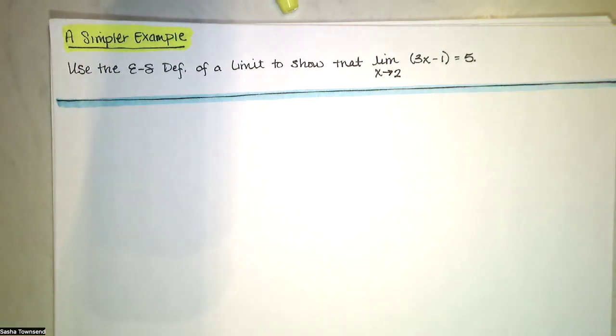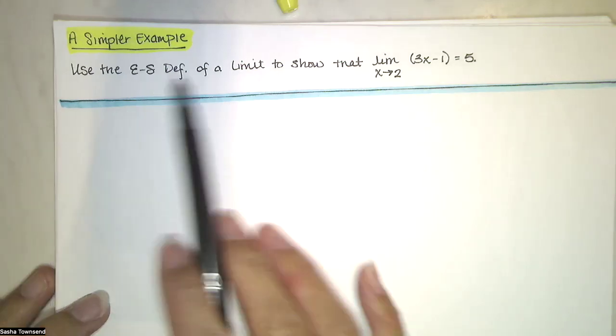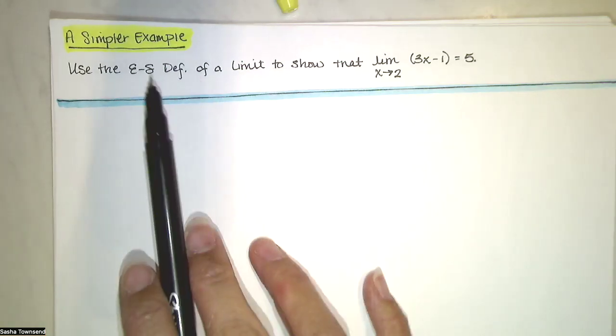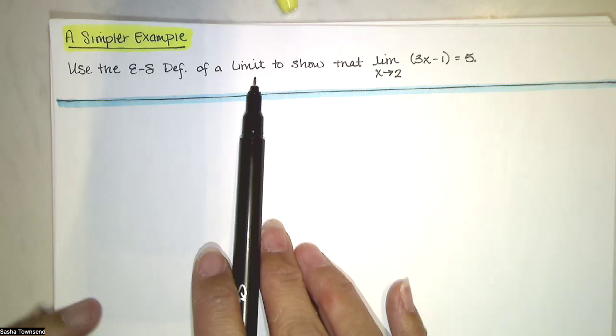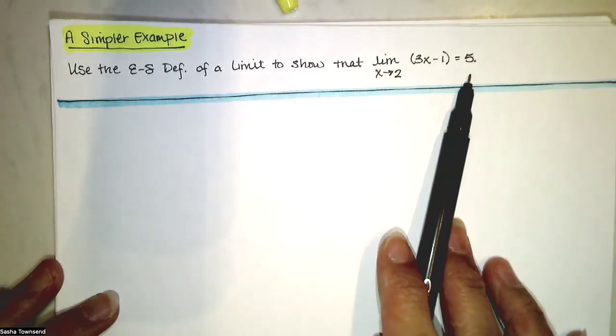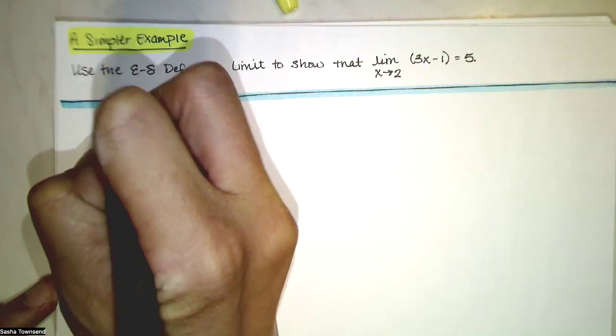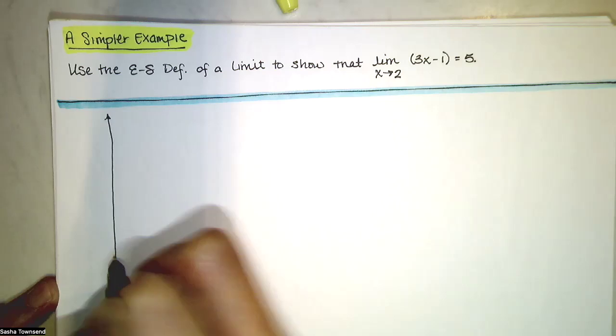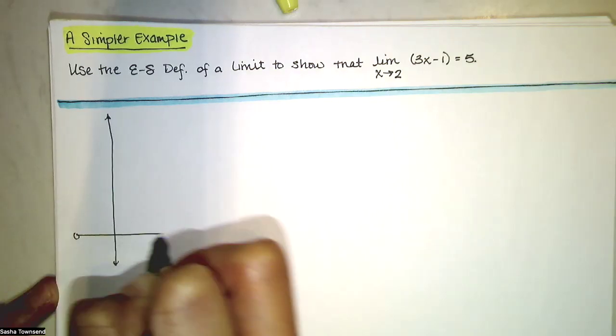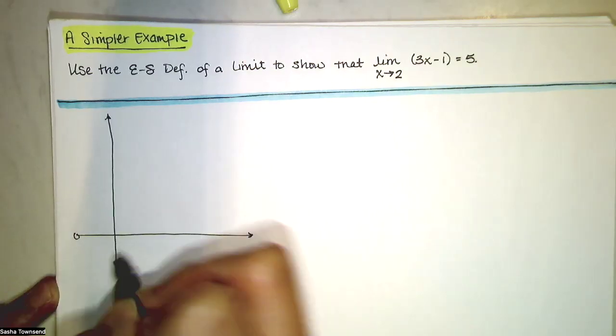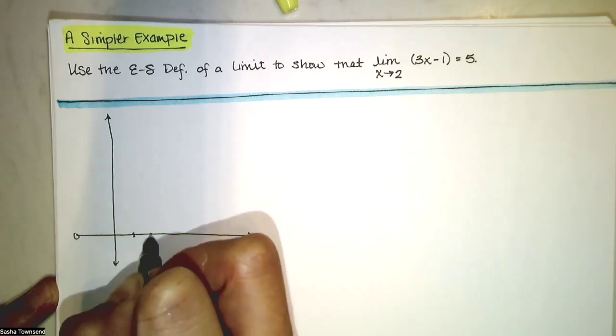In this video, we will discuss a simpler example of using the epsilon-delta definition of a limit to show that a given limit has a particular value. And so let's graph this just to make sure we understand what's going on. Let's try to graph it to scale.